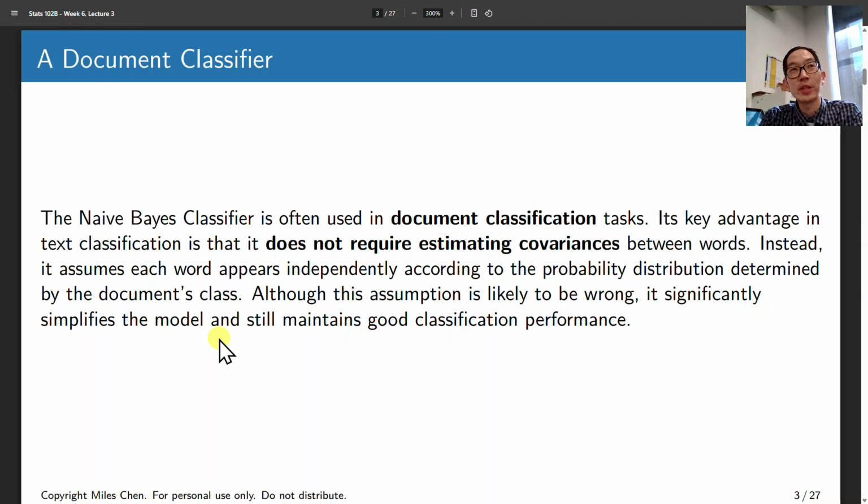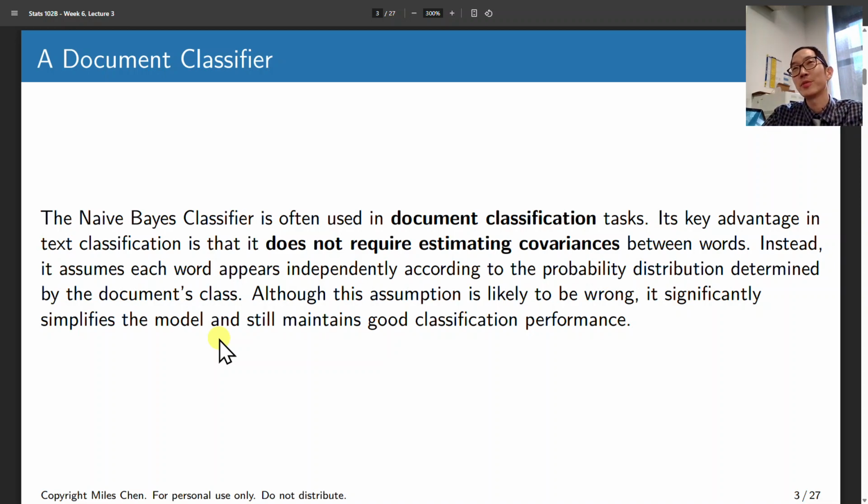But those will be our input variables, which words appear, and trying to estimate covariances between words is a really challenging task. And so the naive Bayes classifier says, you know what, just forget that bit, okay? Don't bother estimating covariances between words. We're going to just assume each word appears independently, according to the probability distribution for that document class, okay?